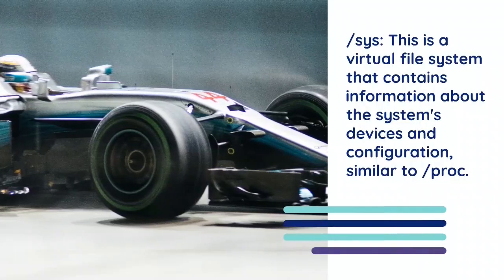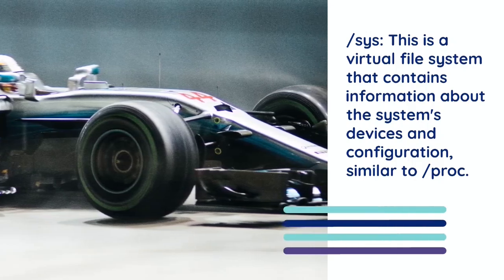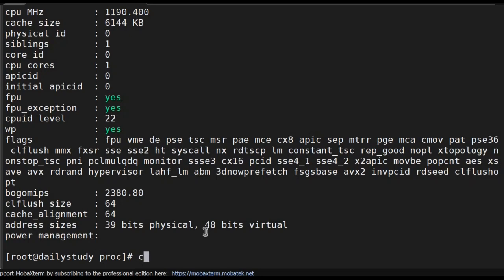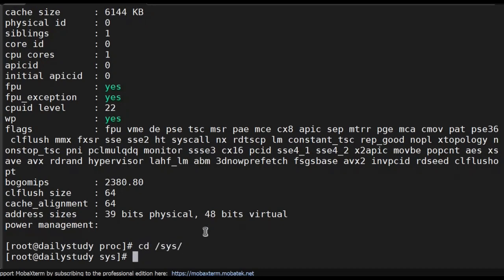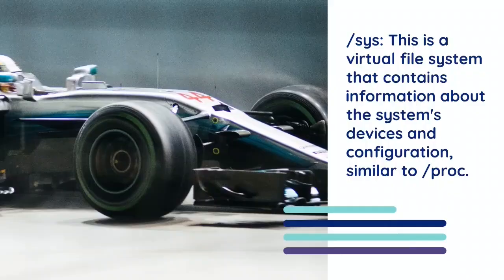/sys: this is a virtual file system that contains information about the system, devices and configuration. It's similar to /proc. Then we are having /sys, cd /sys. Okay, let's see what's inside. It has block devices. So this is also a virtual file system that contains information about the system, devices and configuration, similar to /proc. /proc contains the processes, and this contains information about the system like firmware, devices, the class, whether a hypervisor is there or not, and this is also virtual.